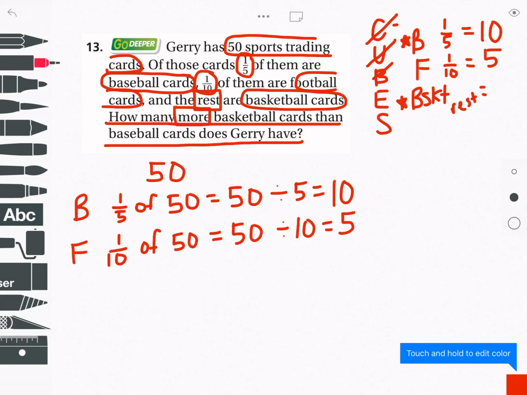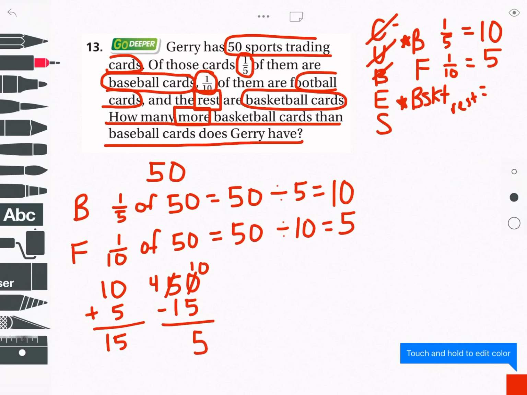The rest of his cards are basketball cards. So how can I figure that out? Well, 10 are baseball, 5 are football, so 15 cards are baseball and football. The rest of his cards are basketball. So if I know he has 50 cards altogether, I'm going to take away those baseball and football cards, the 15, and I end up with 35. So then I know he has 35 basketball cards.